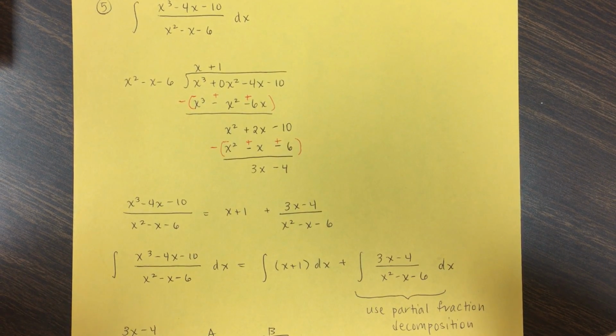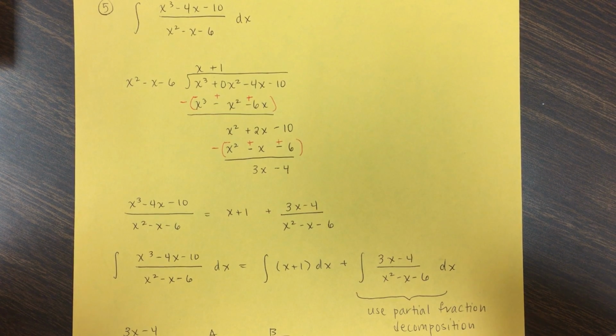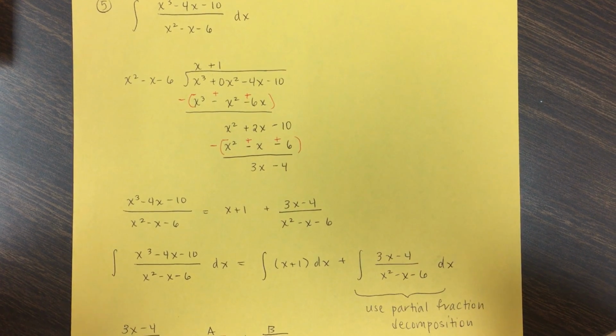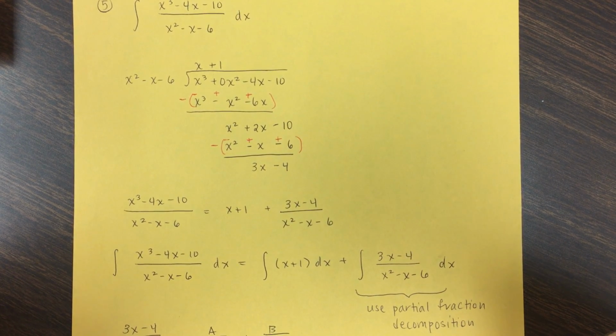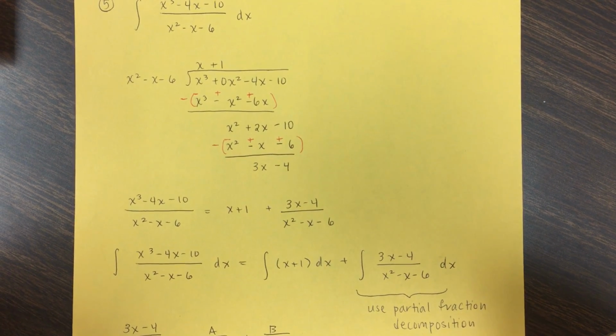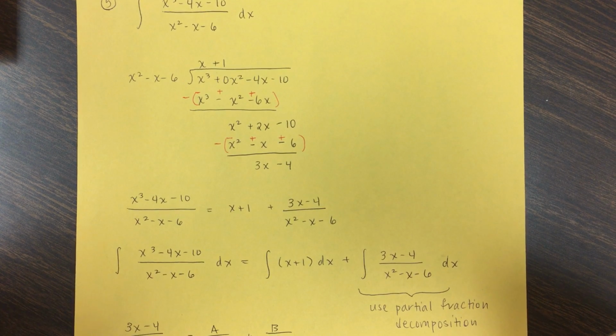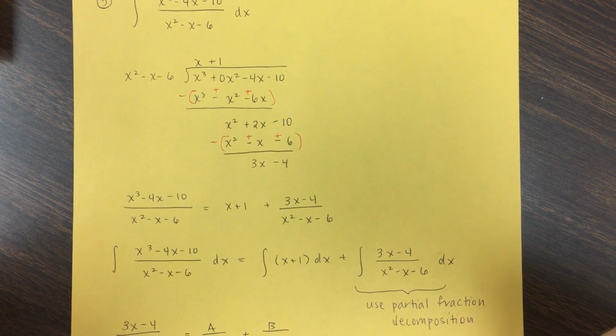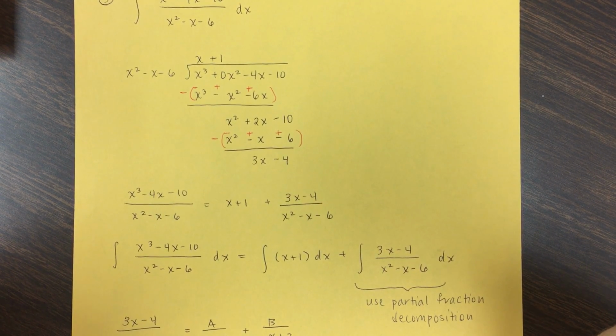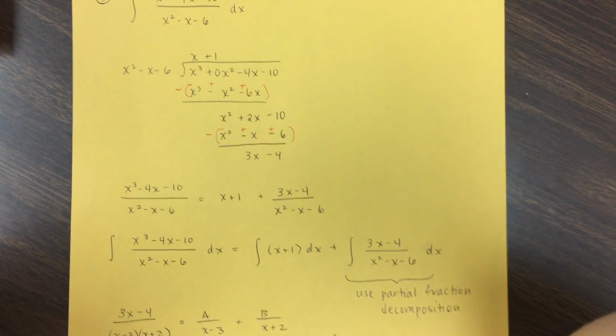So now I can integrate x plus 1 dx, which is straightforward, and then I get to use partial fraction decomposition for 3x minus 4 over x squared minus x minus 6. But now you'll notice the degree of the numerator is less than the degree of the denominator in that second integrand, so I can go ahead and split that guy up.